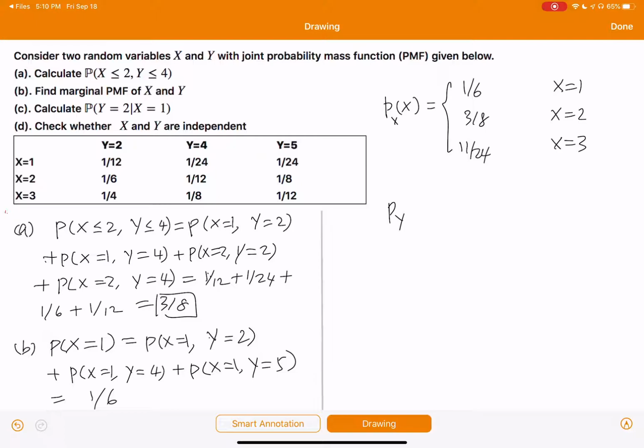And similarly, we can calculate the PMF of y. So this is equal to 1 over 2 for y equals 2, 1 over 4 for y equals 4, and 1 over 4 for y equals 5. Let's take a look. When you calculate the probability of y equals 2, x can take 3 values. So the probability of y equals 2 is the summation of these 3 numbers, 1 over 12, 1 over 6, and 1 over 4. This is basically the first column, which is 1 over 2. And similarly, the probability of y equals 4 is the summation of the second column, which is 1 over 4. And the probability y equals 5 is the summation of the third column.